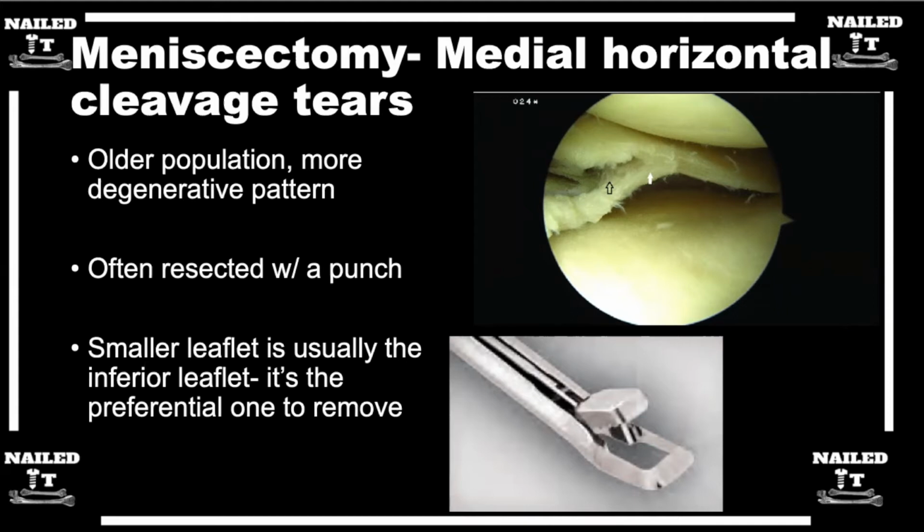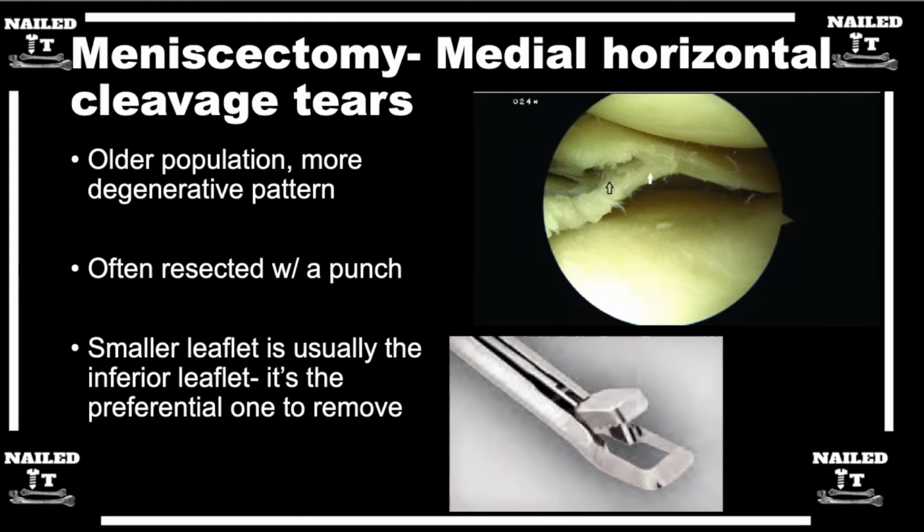In an older patient with a degenerative type finding where it looks like a hamburger bun, thick up top and small down below, you can resect that inferior leaflet so that there's nothing unstable, and leave that superior leaflet that helps disperse your joint reactive forces accordingly.